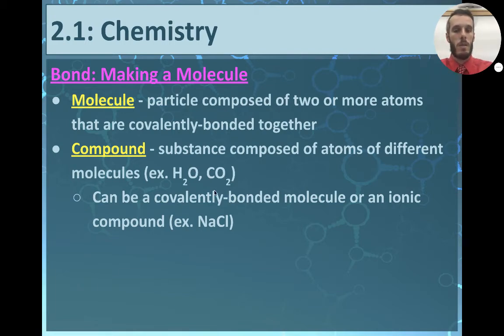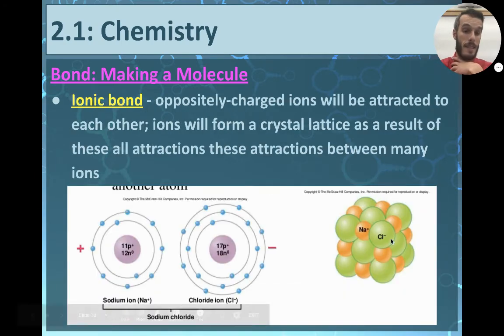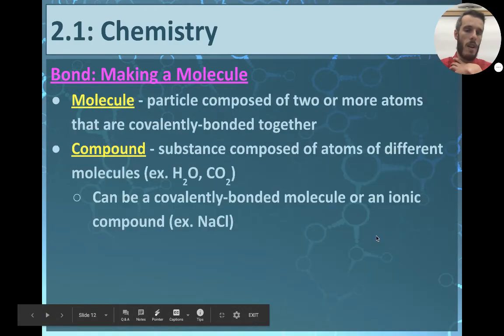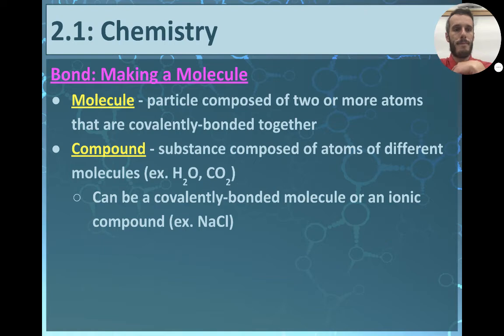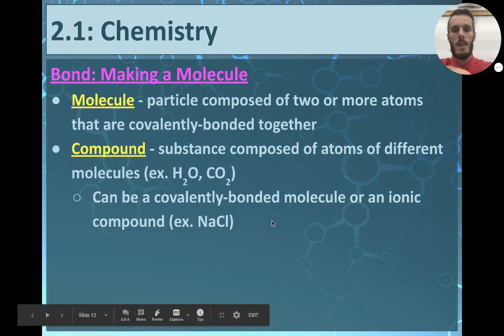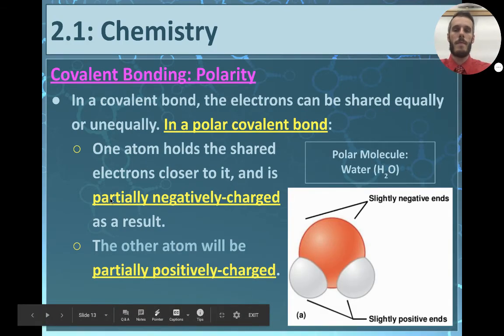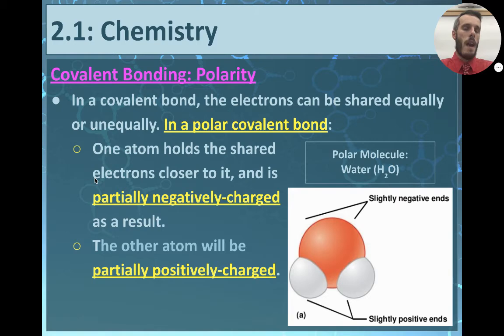So a compound, we could be talking about a covalently bonded molecule, but we could also be talking about this salt lattice here, so an ionic compound, so between those charged ions. Okay, very, very important concept here.